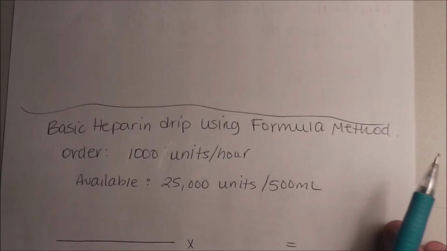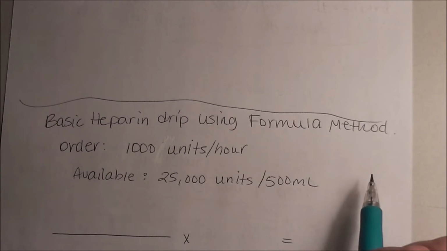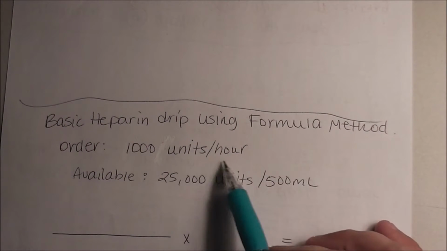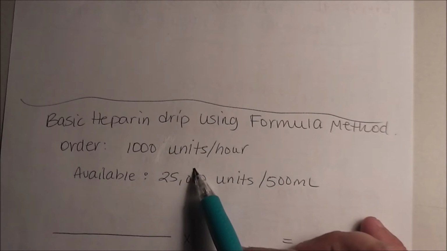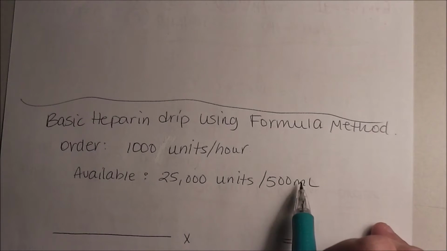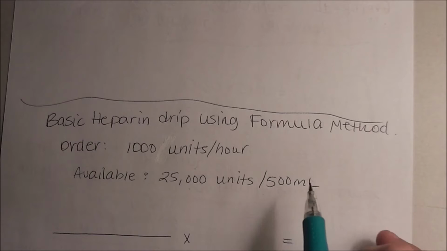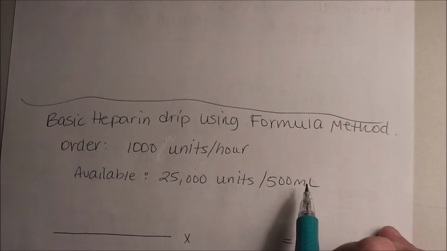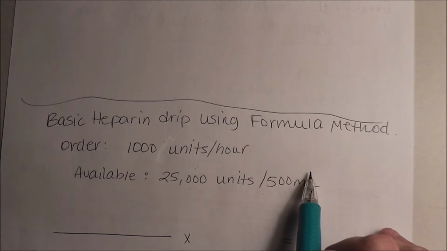So let's do a basic heparin drip. This problem right here freaks people out when they see units per hour, and 25,000 units, and 500 milliliters, and think, oh my goodness, what are we doing and how do I do this? It freaks people out.